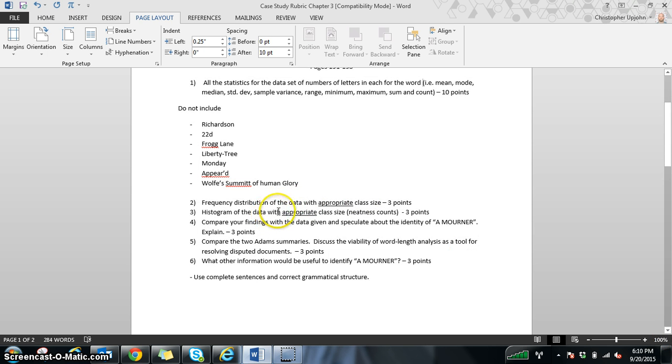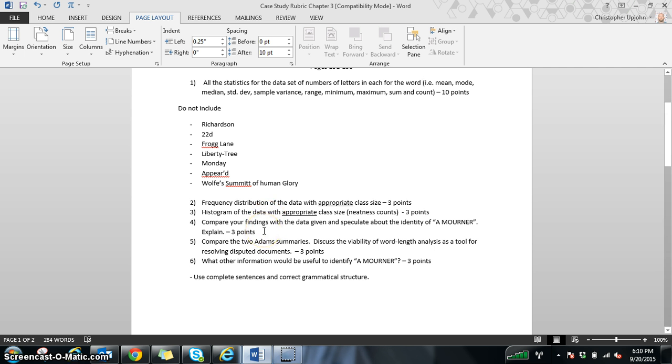Histogram of the data with appropriate class sizes. So you take your distribution, your table, and put it into a histogram, labeled accurately. We had trouble with that on the last case study. We need to label the numbers correctly, our labels on our Y and X axis, and our title be accurate.